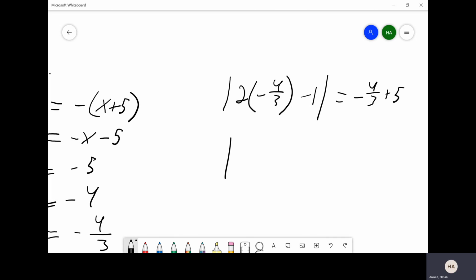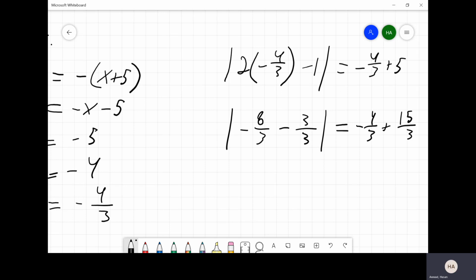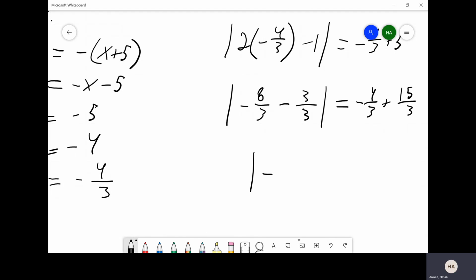So we get 2 times negative 4/3 is negative 8/3. So negative 8/3 minus, and I'm just going to do this in the same step, 1 is the same thing as 3/3, right? So minus 3/3, and I did that so we have a common denominator. And now we have equals negative 4/3 plus 5, which is the same thing as negative 4/3 plus, and now I need to make it in terms of thirds, so this is 15/3.